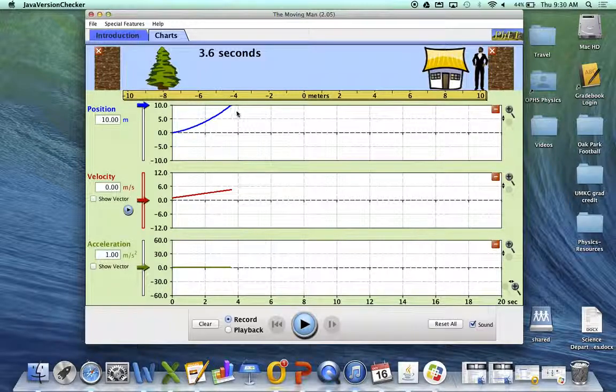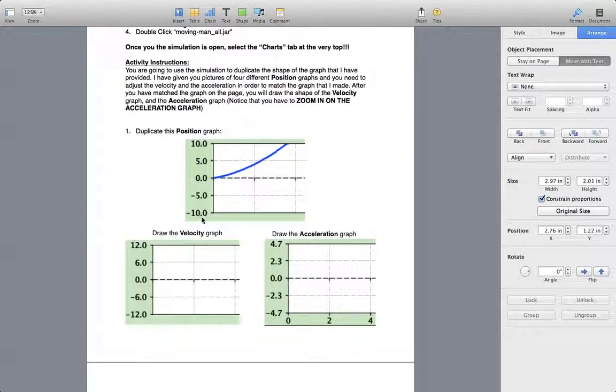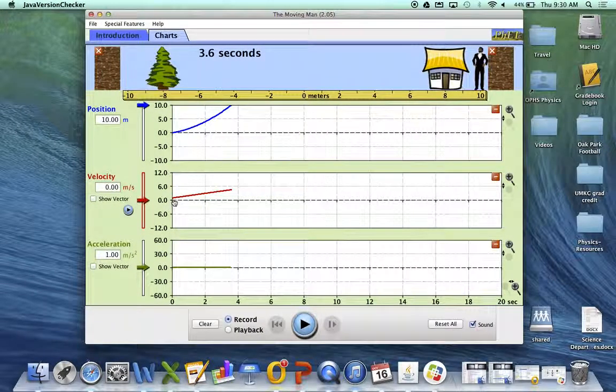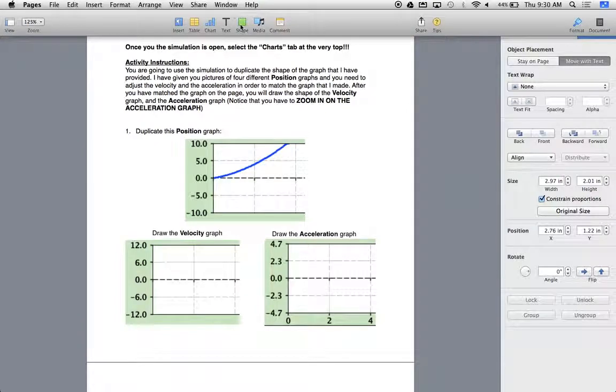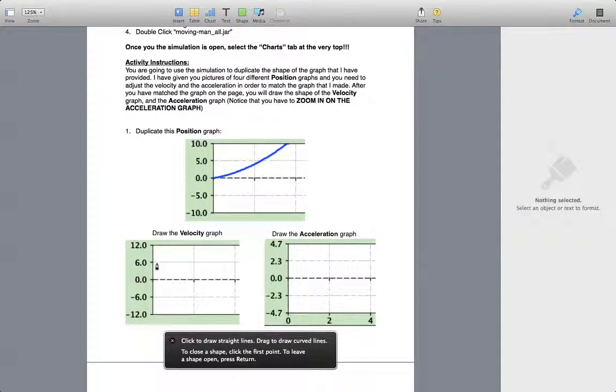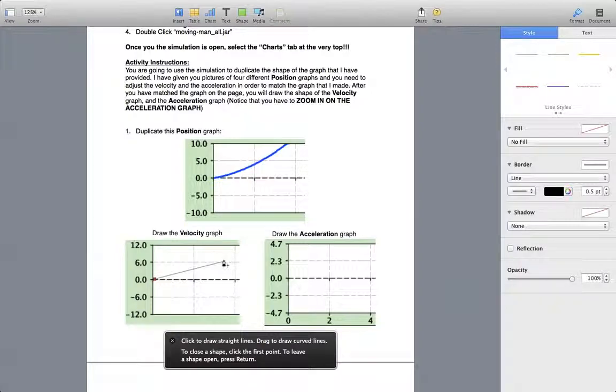All right, so now I've created that curve, which is what I wanted to see on my position graph. When I go back here, it tells me that I need to draw the velocity graph and the acceleration graph. The velocity graph I know is going to look something like this. I'm going to zoom in just a little bit so it's a little more pronounced. Good, so my velocity graph is going uphill, which makes sense because it's above the line and it's uphill. It's positive velocity and it's increasing. So if I was going to draw the shape, I would draw something like this. Positive velocity.